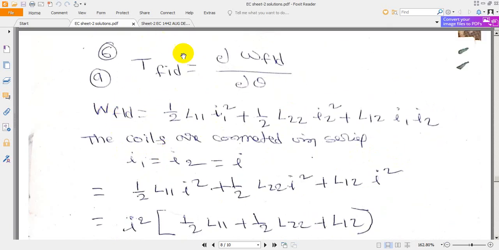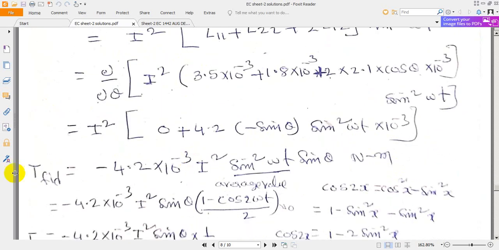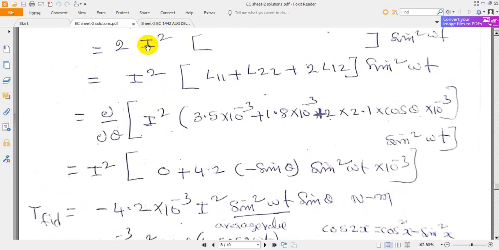But what we want is the torque. The torque of the field is equal to the partial derivative with respect to theta of this energy. So we have the partial derivative with respect to theta of I square times 3.5 into 10 power of minus 3, plus L22 which is 2 as given in the problem, plus 2 times L12, which is 2.1 cos theta, into 10 power of minus 3, into sin square omega t. These values are given in the problem.